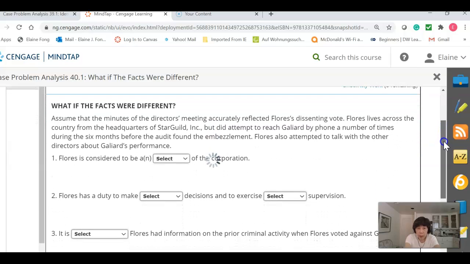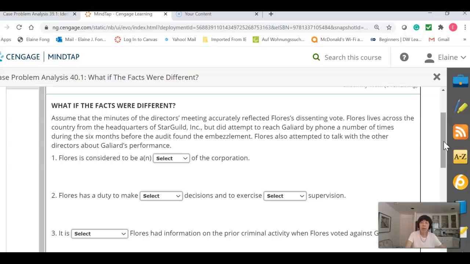All right, what if the facts were different? Assume that the minutes of the directors' meeting accurately reflected Flores' dissenting vote. Flores lives across the country from the headquarters of Stargild Inc., but did attempt to reach Galliard by phone a number of times during the 6 months before the audit found the embezzlement. Flores also attempted to talk with the other directors about Galliard's performance.